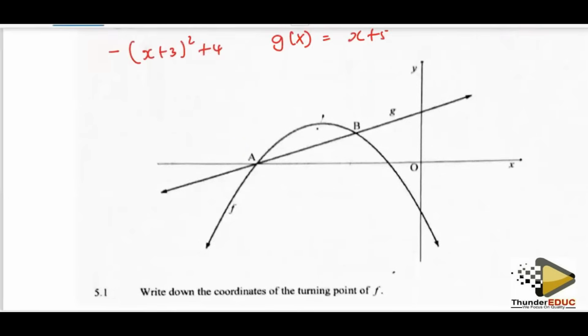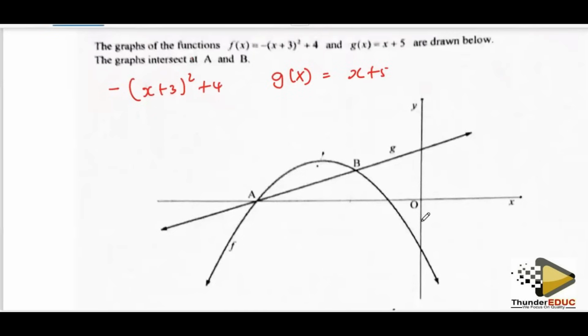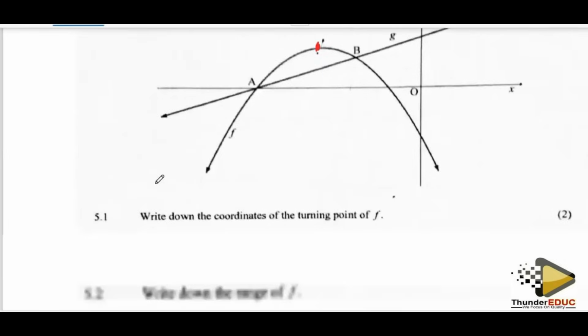When you look at the format being given, this is the turning point format for a parabola. So the 3 and the 4 will represent the coordinates of the turning point, but we only have to change the sign of the 3 for the x. So the coordinates of the turning point are (-3, 4).